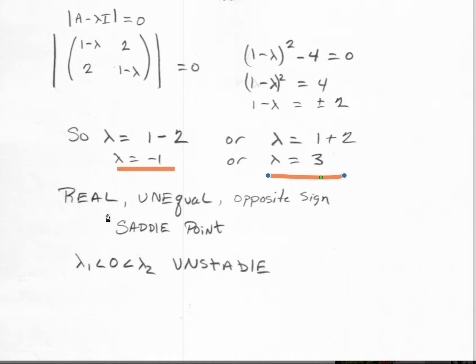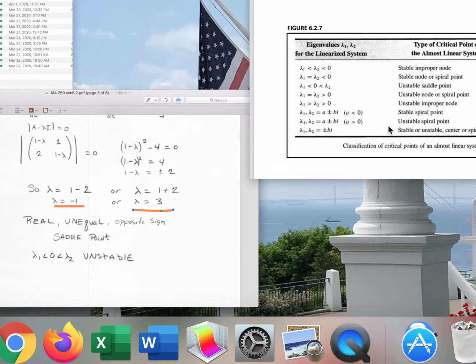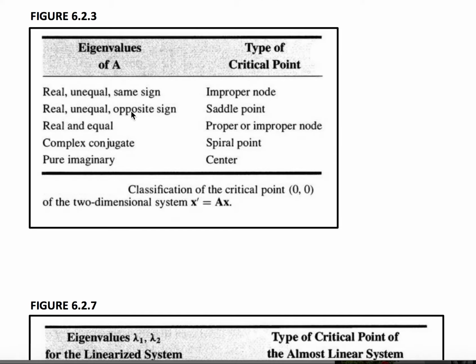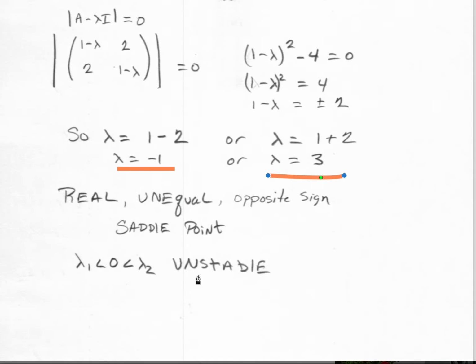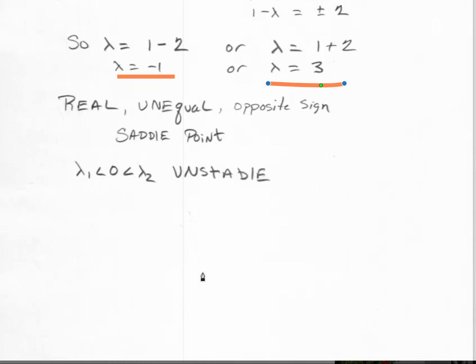And so we have real, unequal, and opposite signs. And when I look at my other table, real, unequal, opposite signs, that tells me I have a saddle point. And so really we've solved that problem. But if I look at the other chart, I can get a little bit more information. Now again, our actual directions doesn't tell us to look at the other chart, but let's do that anyways.